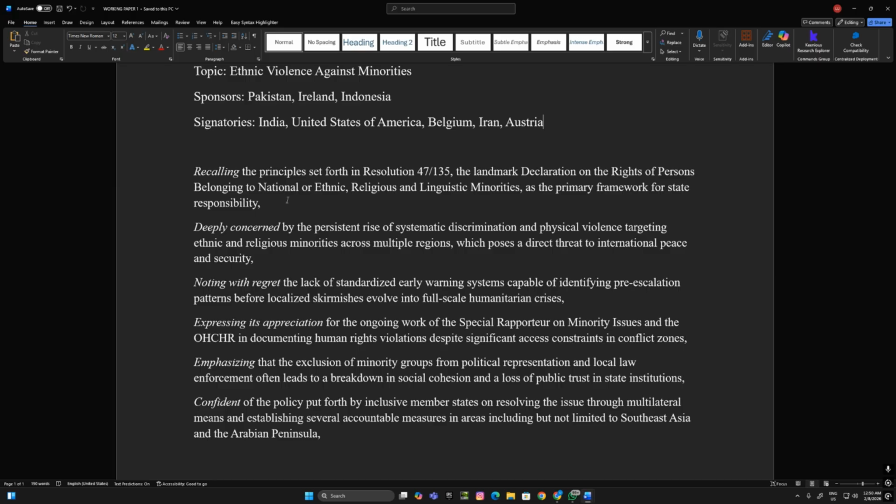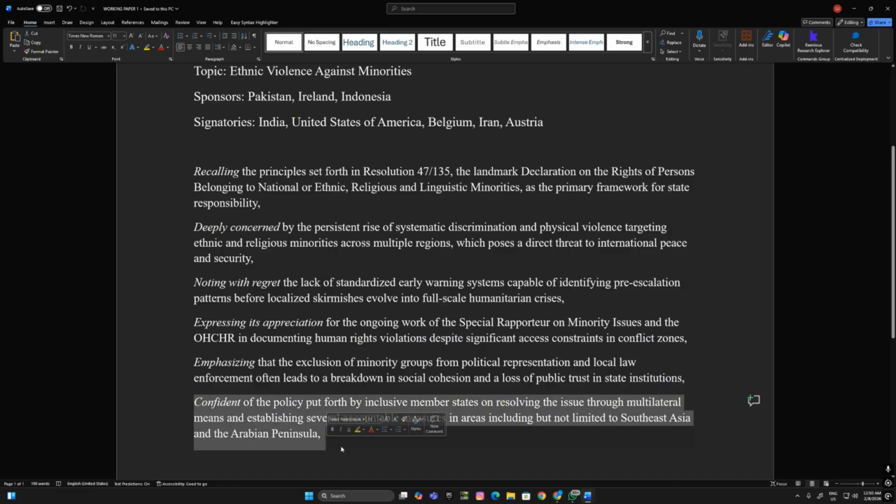Okay. Next we have the last clause, which is confident of the policy put forth by inclusive member states on resolving the issue through multilateral means and establishing several accountability measures in areas including but not limited to Southeast Asia and the Arabian Peninsula. So I put this one on purpose.